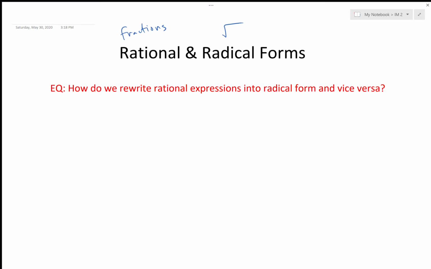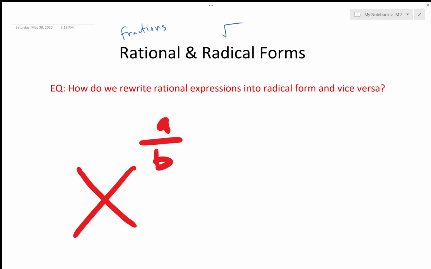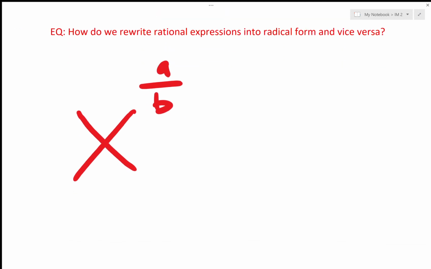So generally speaking, we can have something that looks like this. Let's say we have x to the a over b. All right, so that is in rational form. You see the exponent is written as a fraction. So I'll go ahead and write that underneath here. This is in exponent or exponential fraction form.